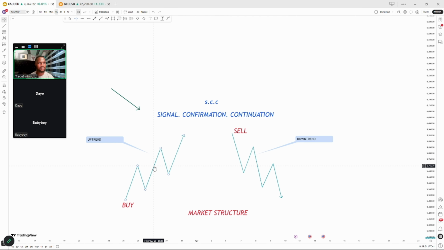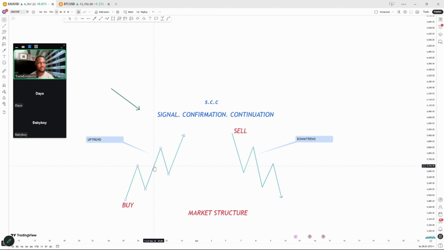So where do we buy from? Now this market is moving up like this. So how do we start buying this market that is moving up? So now there comes this S.C.C right here. This is your strategy, how you want to be entering the market and how you want to be exiting the market. Do you understand?